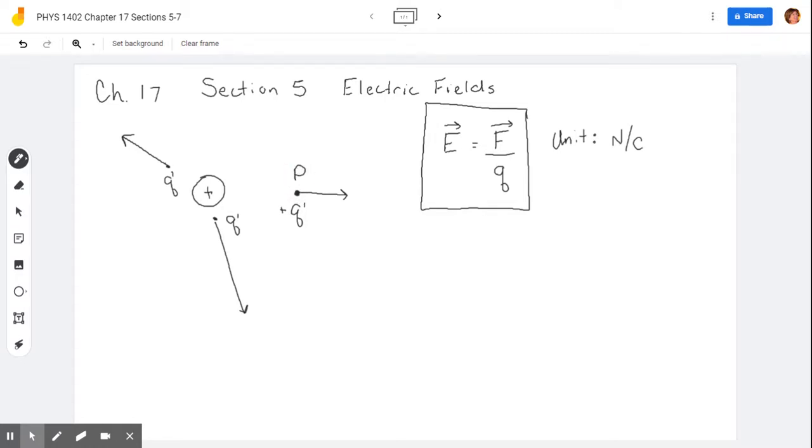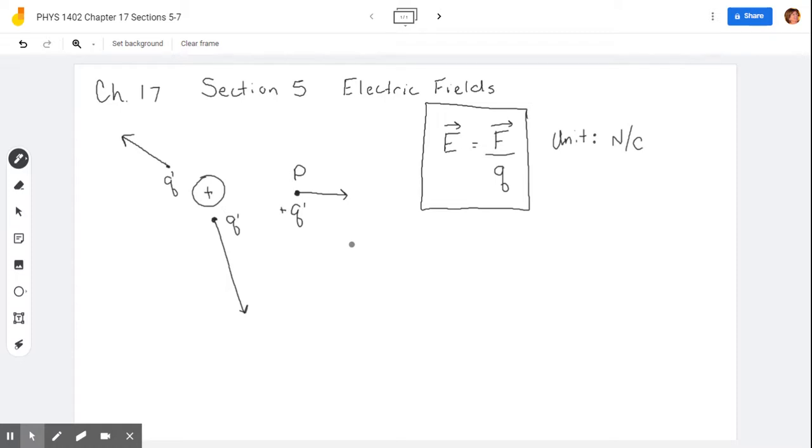If the electric field at point P is 500 newtons per coulomb, that means a 1 coulomb charge would feel 500 newtons of force. A 2 coulomb charge would actually feel 1,000 newtons of force because it's 500 newtons per coulomb. Now, if I come to this location, that electric field is going to be bigger than 500 newtons per coulomb. It's going to be stronger, right? The closer I get, the stronger that electric field is going to be, okay?